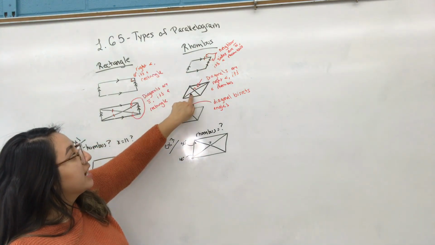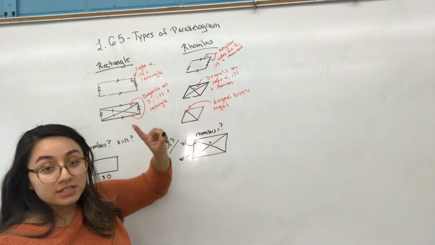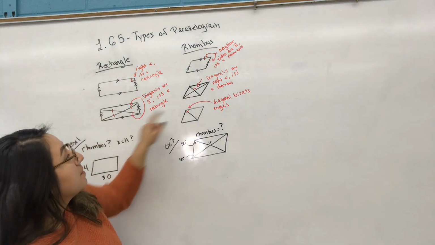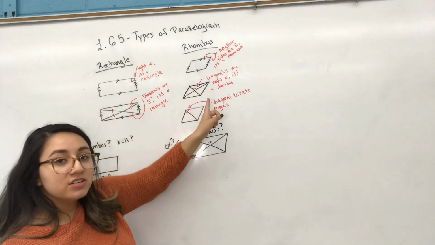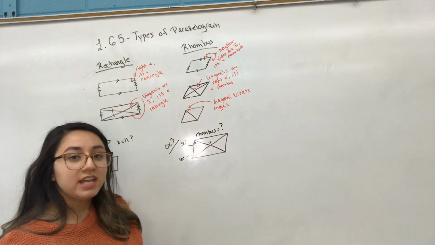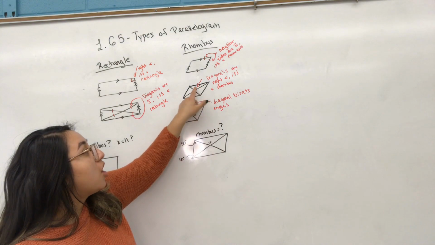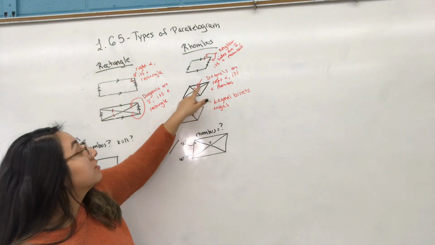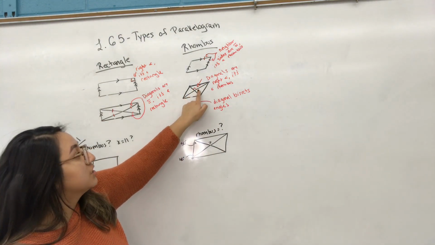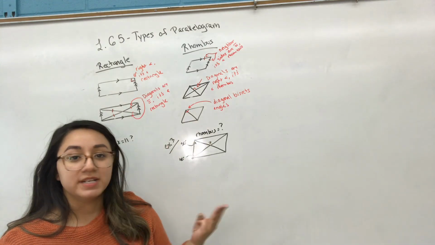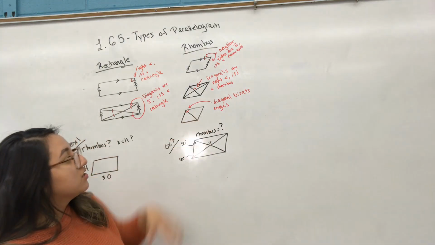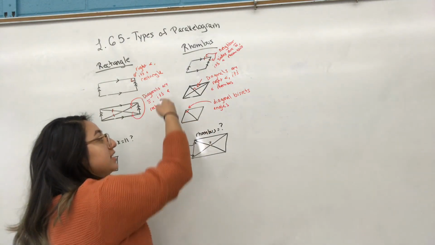Next one, the diagonals that you create, they're not congruent like the rectangle. But if you have diagonals and they create 90-degree angles, that means it's a rhombus. Remember, if one angle is 90, all 4 of them are 90. So if this is 90, the 3 remaining angles will also be 90. Last one, diagonal bisects angles. That means it cuts it exactly in half.